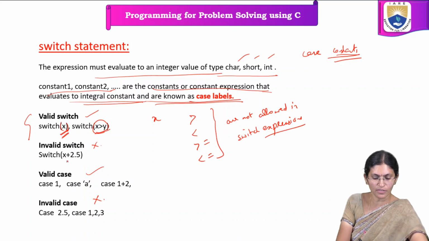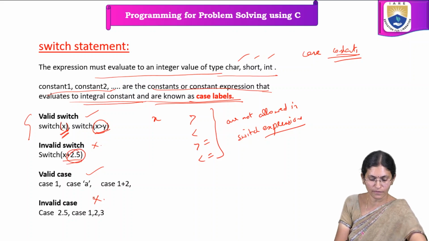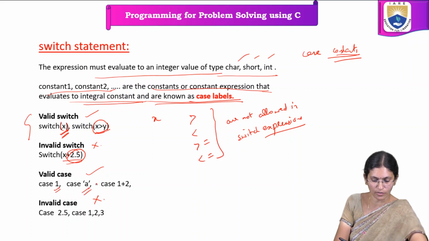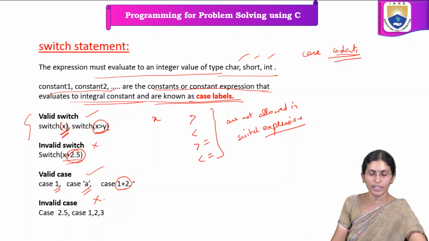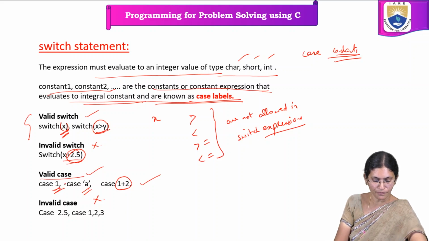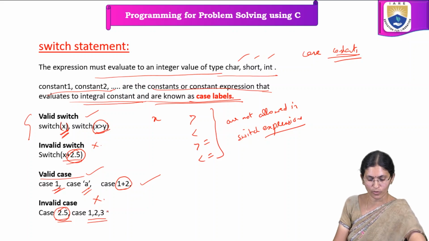Some of the invalid switches: x plus 2.5. A float value is also not valid in a switch expression. Some of the valid cases are: this is an integer constant, this is a character constant, and this also evaluates to an integer constant. Therefore all these are examples of valid case labels. These are invalid case labels: 2.5 is a float value, so this is invalid, and the comma operator is also not allowed. So all these are invalid cases.